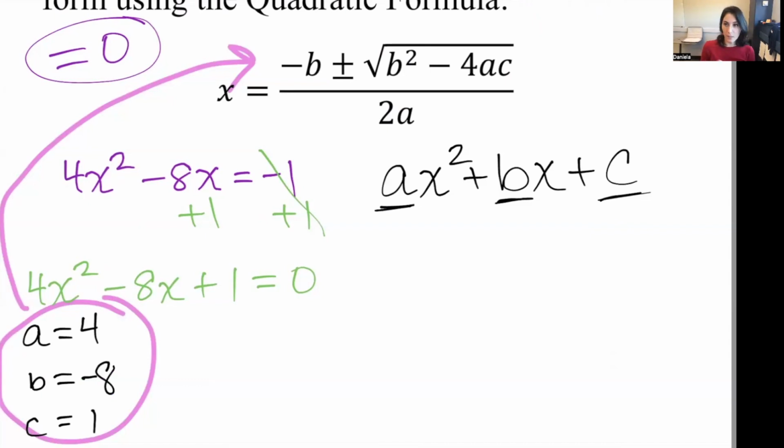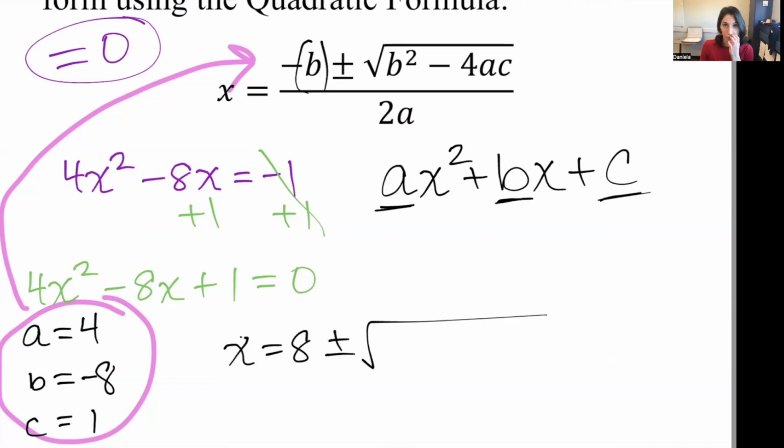So that's if I substitute -8 in the B spot, right? So that's actually saying -(-8). And when you have 2 minuses next to each other, it just makes it positive. So when you see the -b, just do the opposite sign. Okay, so that should be +8 plus or minus the square root.